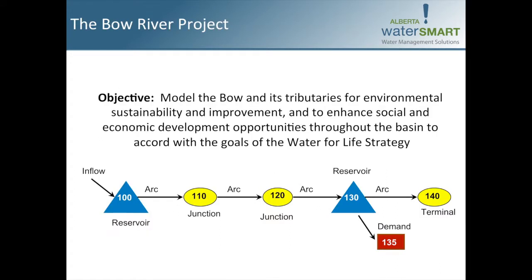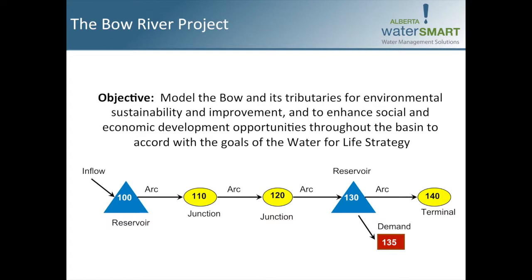So the Bow River project was a project that started back in 2010, wrapped up in 2010 too, actually. The objective was to model the Bow and its tributaries to look at remanaging flows for environmental sustainability and improvement in some cases, and to enhance social and economic development opportunities throughout the basin, all in accordance with the Water for Life goals that were set out by the province.